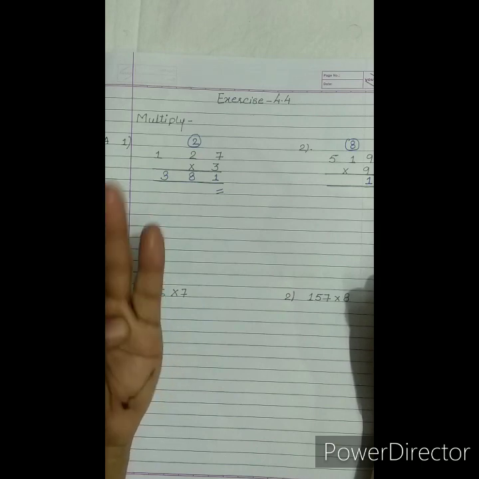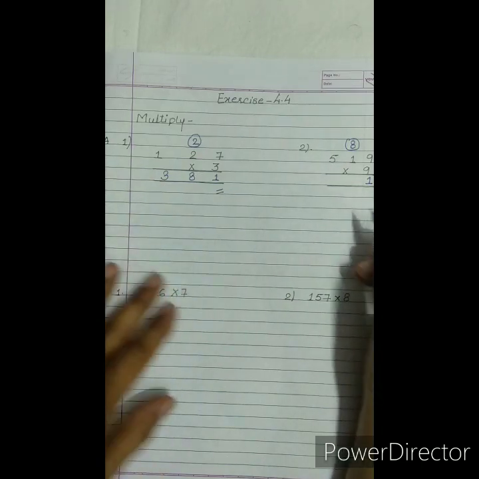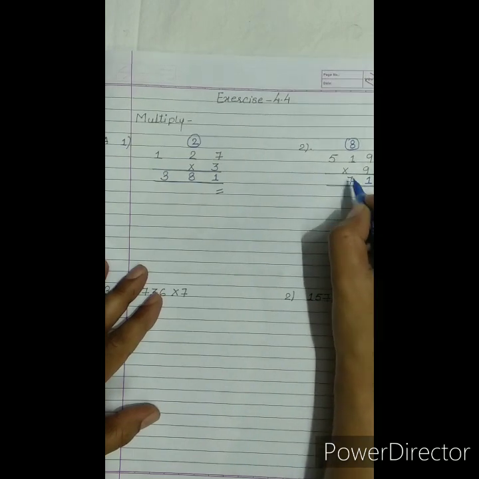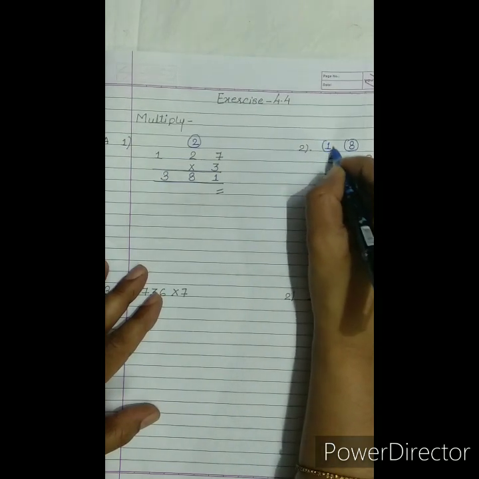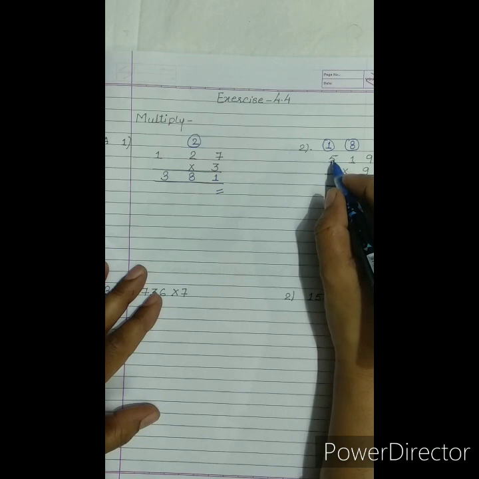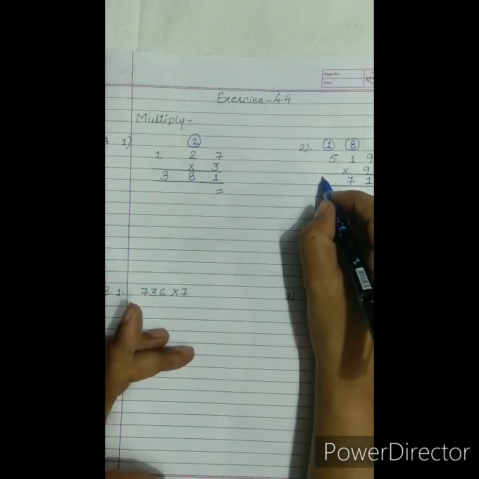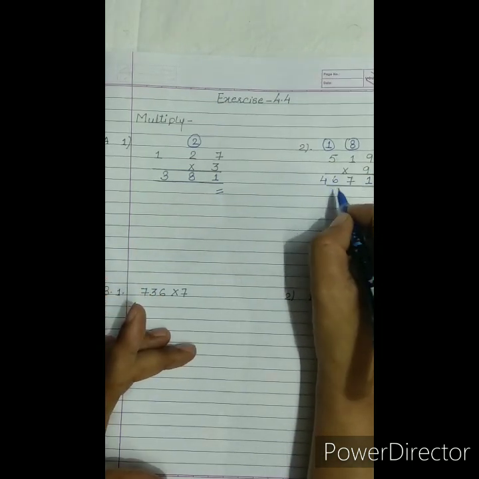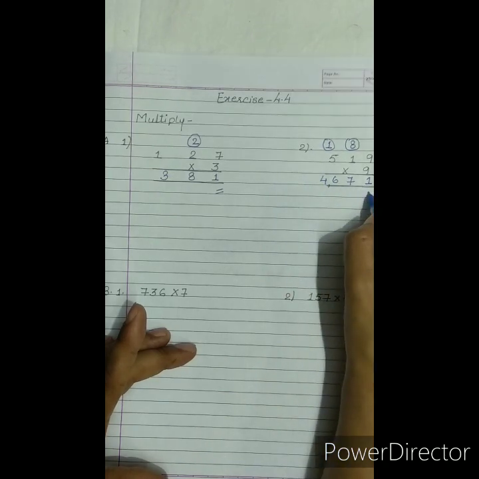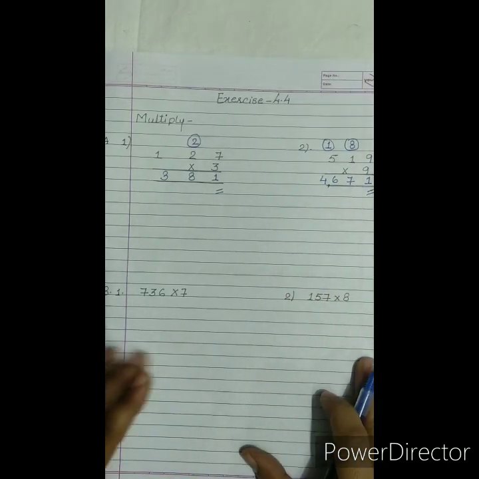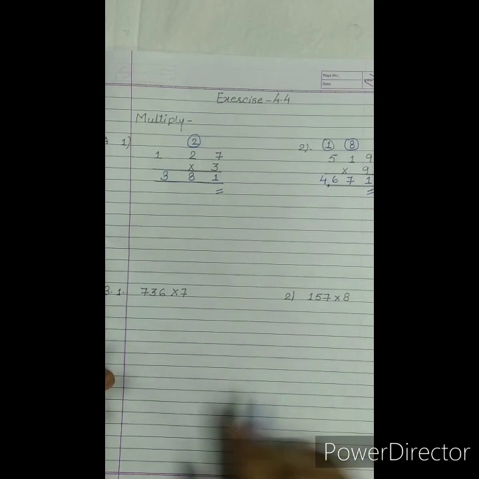10, 11, 12, 13, 14, 15, 16, 17. 1 again carry. 9 5s are 45. 45 plus 1, 46. So our answer is 4671.